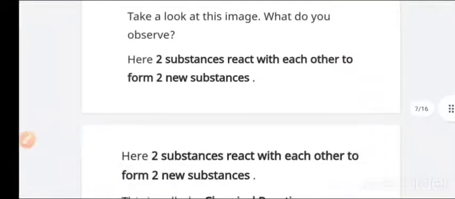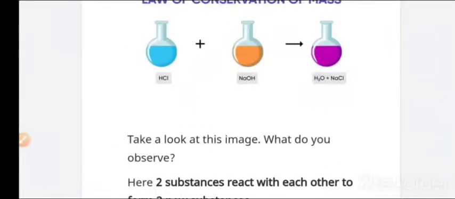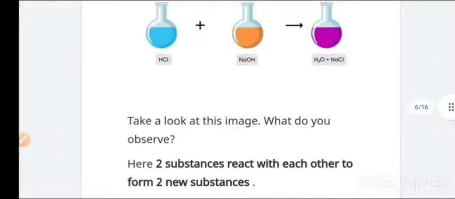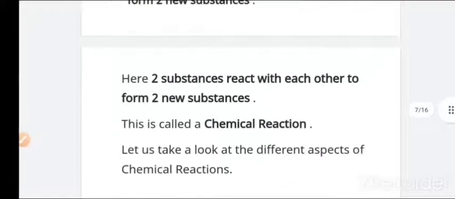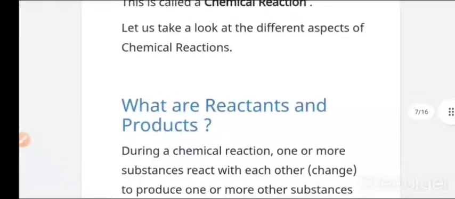Here two substances react with each other to form a new substance, that means HCl and NaOH react to form sodium chloride plus water. This is called a chemical reaction. Let us take a look at the different aspects of the chemical reaction. First one is, what are reactants and products? I already told you about that.